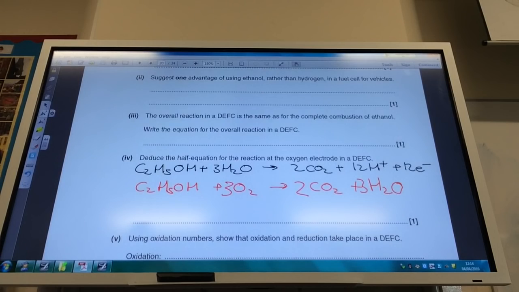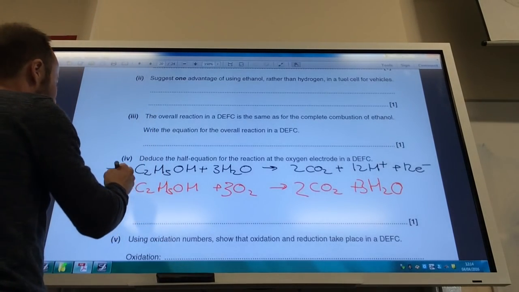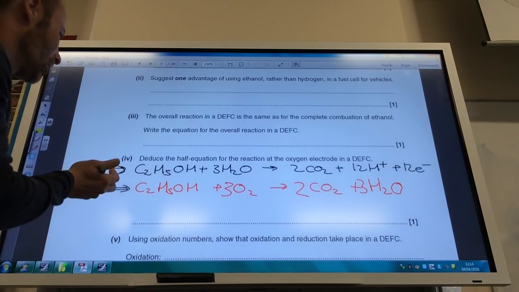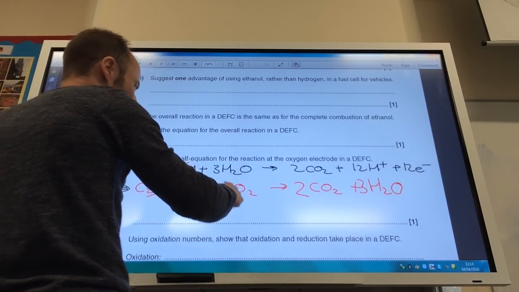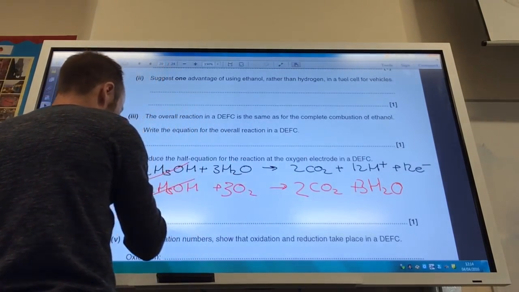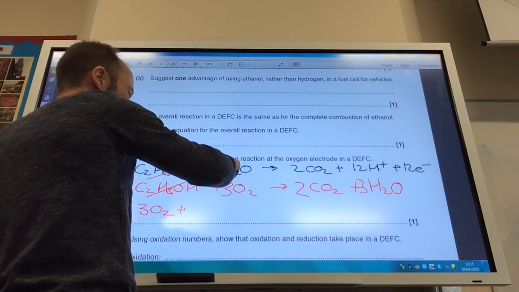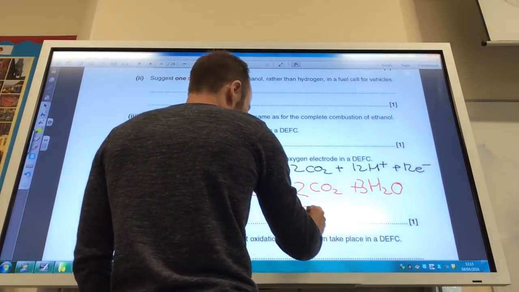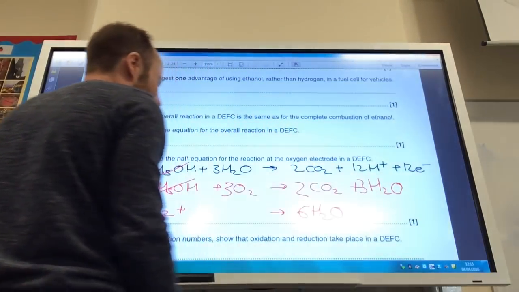Okay, so now I need to deduce the half equation for the reaction at the oxygen electrode. So this here is the full equation, that's my half equation, and this here is the equation that I need to get to. So I need to construct another half equation. So, let's cancel. I've got that in both, so I don't need to worry about that. I haven't got oxygen in this one, so I'm going to need 3O2 first of all. Now, quite interesting, I've got 3H2O here, but in my final equation, I make 3H2O. So in my half equation, I'm going to have 6H2O, because when I add that one and that one together, I've still got to be left over with 3.